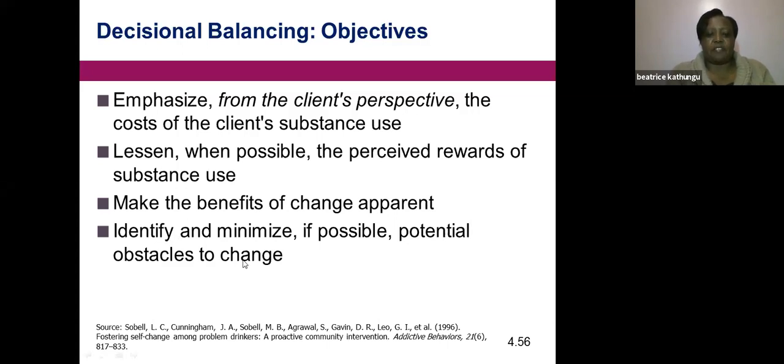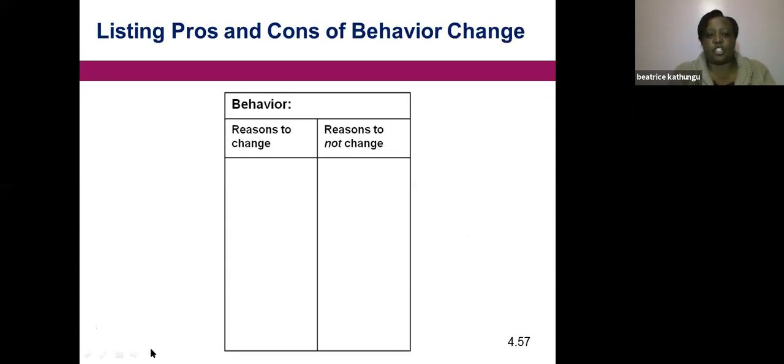So we want to identify and minimize, if possible, any potential obstacles to change. So the client will typically bring out the good things about the substance in a big way. We need to lessen that. The client will try to minimize any benefit. We try to maximize that. And the client will bring you many obstacles. We try to pick them and try not to exaggerate them. We try to minimize them so that the client begins to feel convinced that they can make a change.